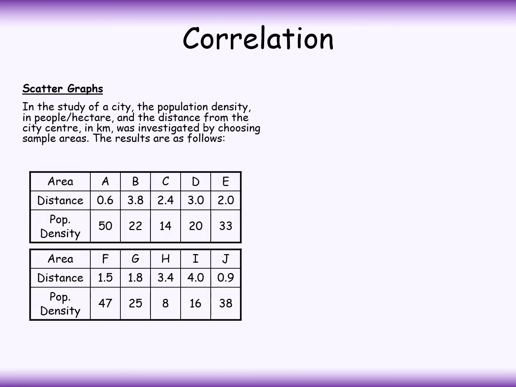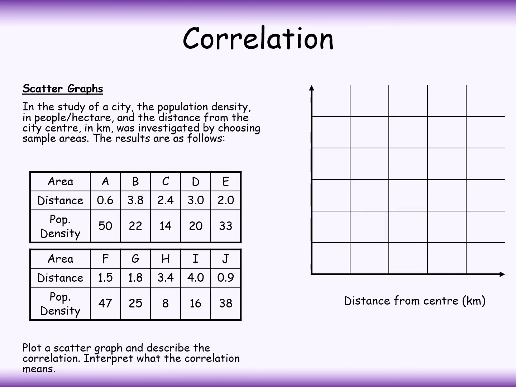So let's just take this example here. This is just one table. You can split it up because it goes all the way from A to J. Now, this question is a study to see the population density of people per hectare from the city center, and we're taking some sample areas. So we want to see, as we get closer to the city, is the population density a lot more than as we get away from the city center. So that's what we want to investigate.